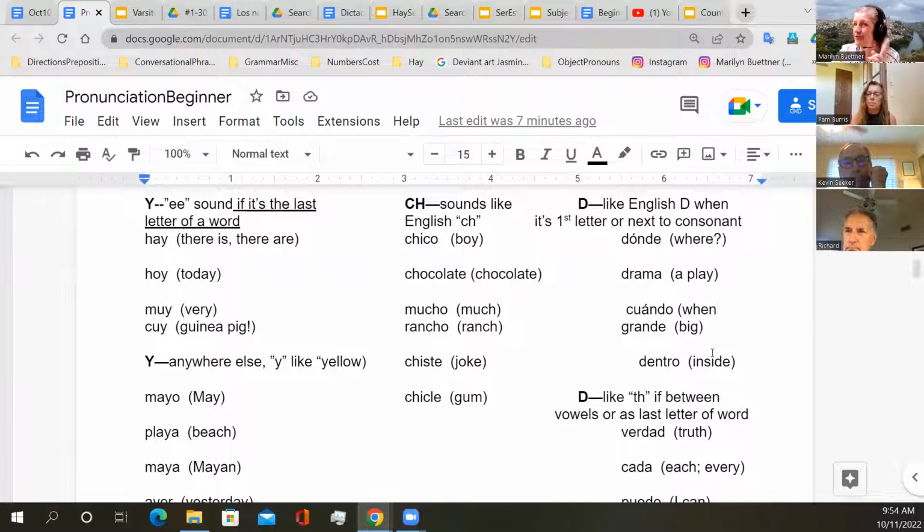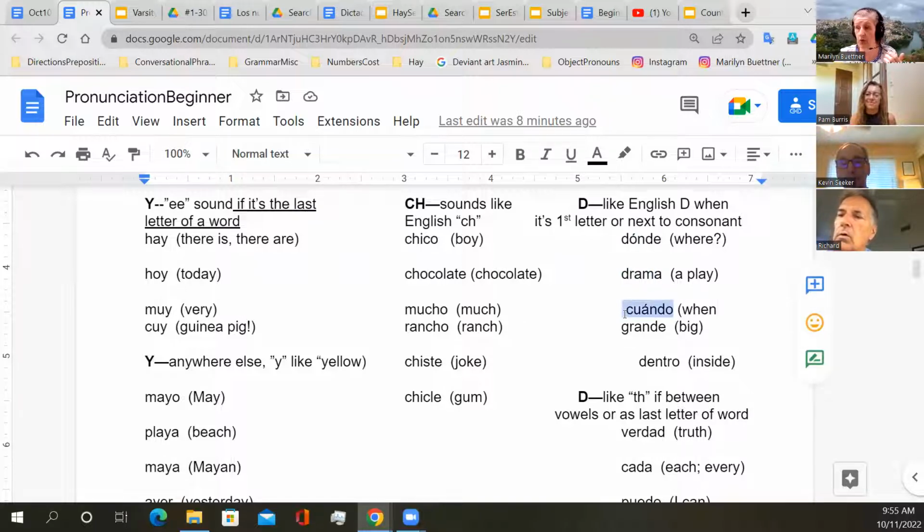D has kind of two sounds, sort of. It'll sound like an English D if it starts off a word or if it's next to a consonant, a letter that is not A, E, I, O, U. So this will be like what you expect. Donde, ¿dónde? But it won't be quite like English, duh, David. It's still a little softer, kind of like taking the foot off the gas pedal. Donde, where? We have this word drama. It looks like drama. It means a play.